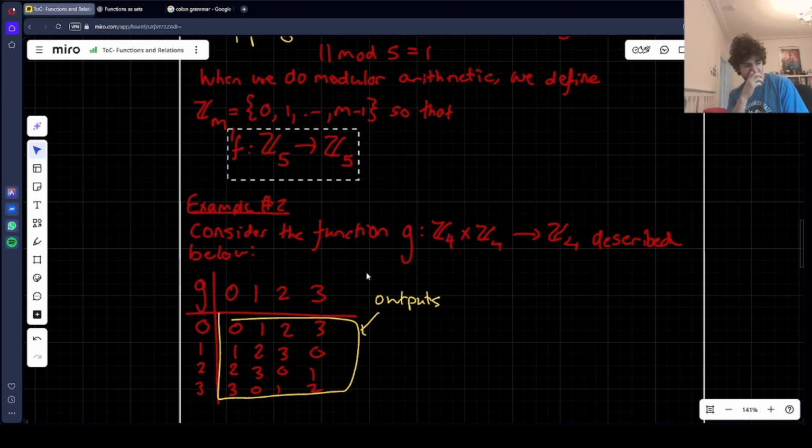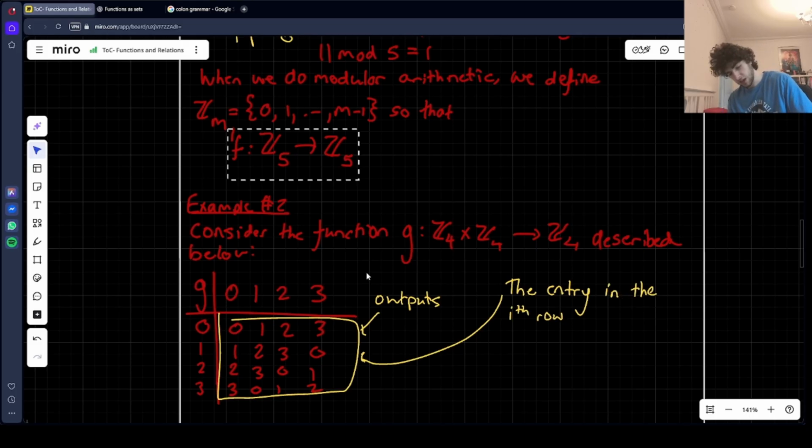And how do we actually obtain these outputs? Let me explain that to you. Well, not necessarily how we obtain them, I will also explain that, but first, how do we read this table? Like, what is going on here? Because it's not obvious. So the entry in the ith row and jth column is actually just g of ij. Remember that we have an ordered pair as our input. And so if I look at, for example, the first row, so that's going to be 0, and I look at my first column.